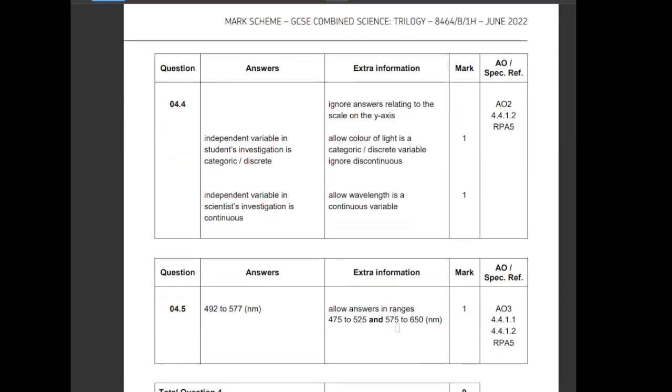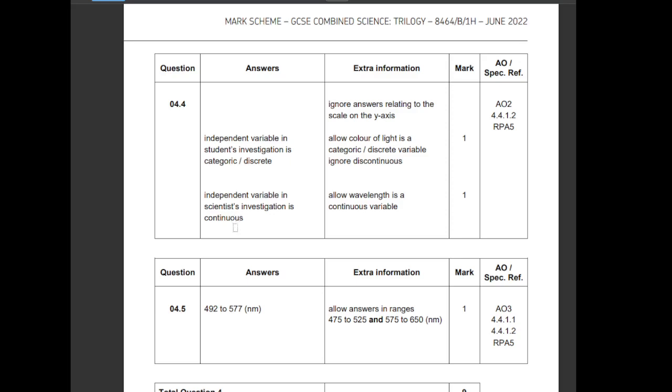4.4. The independent variable in the student's investigation is categoric or discrete. So I said the student's results are categoric, discrete values, and I refer to the color of the light. And the independent variable in the scientist's investigation is continuous, whereas the scientist's values of light are continuous values.